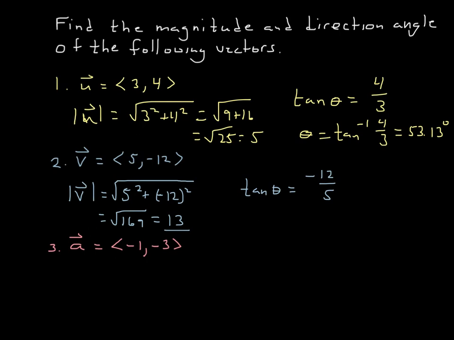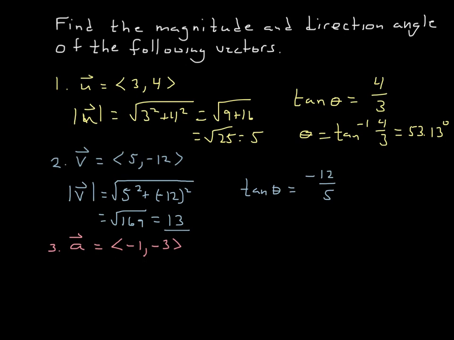Now the direction angle for this one. In that vector u, we didn't have to worry about anything because we were in the first quadrant. Well, in vector v, we are in the fourth quadrant, and again we don't have to worry about anything, because remember, the inverse tangent is going to give you an angle between negative pi over 2 and pi over 2, or negative 90 degrees and positive 90 degrees. So when our angle lies in the first or fourth quadrant, we don't have anything to worry about. I can just go set this up.